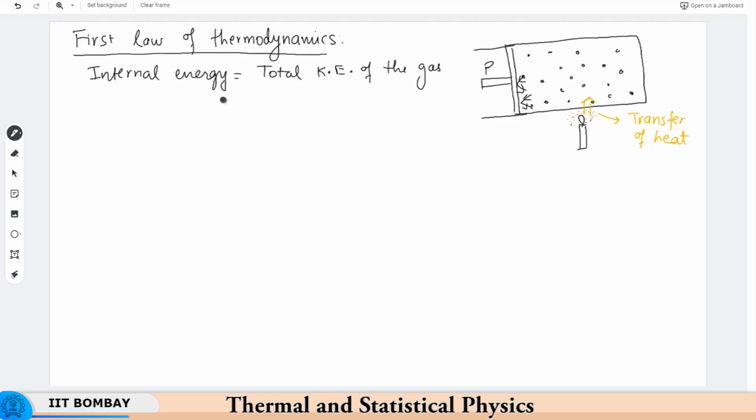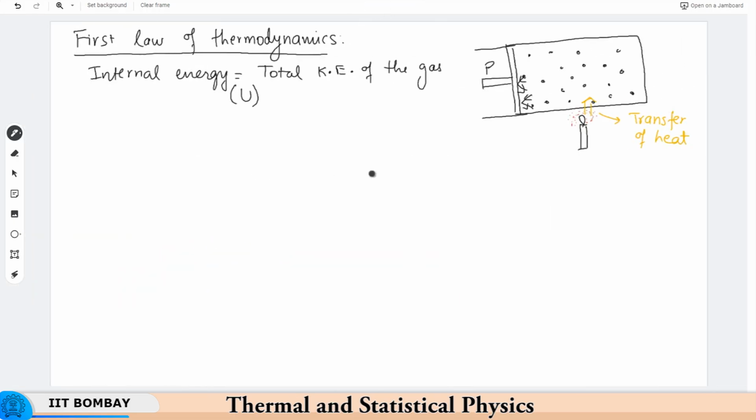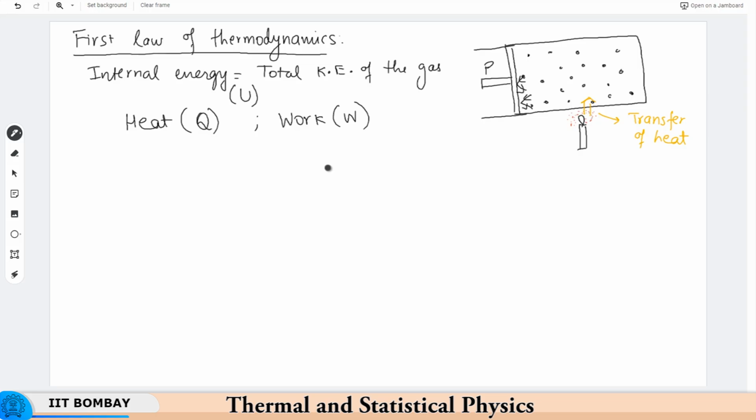This internal energy is typically denoted by the term U, and heat is typically denoted by the symbol Q. When these molecules collide with this wall, they do certain work. Work is denoted by the symbol W, and work is mechanical in nature. There is an object which is physically moving from one point to the other.